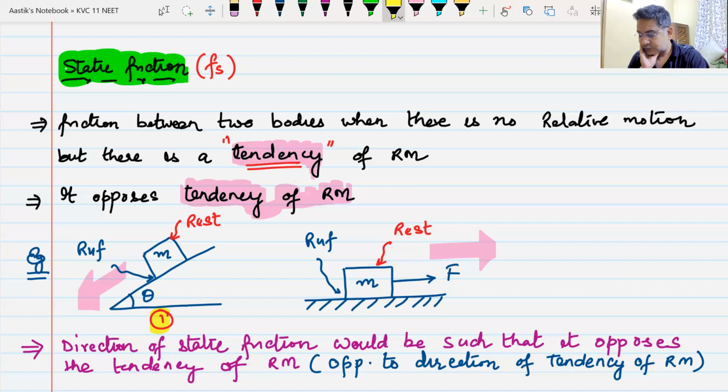So the direction is upwards. Yes, it would be upwards. The body wants to move down. It is not moving down. Something is trying to pull it down. It is not moving down. Something must stop it from going down. That means that thing must be upwards. So the direction of static friction Fs would be upwards here, the green one.